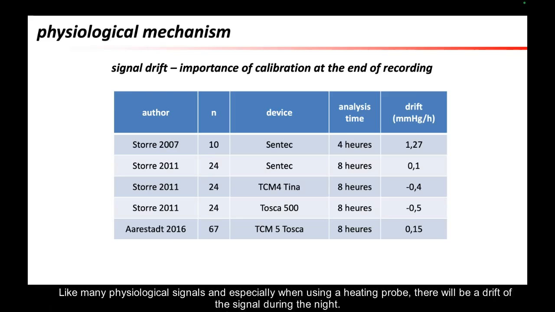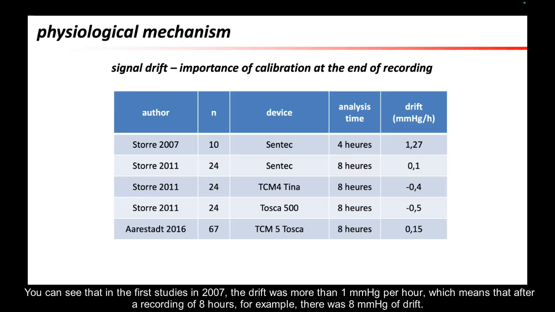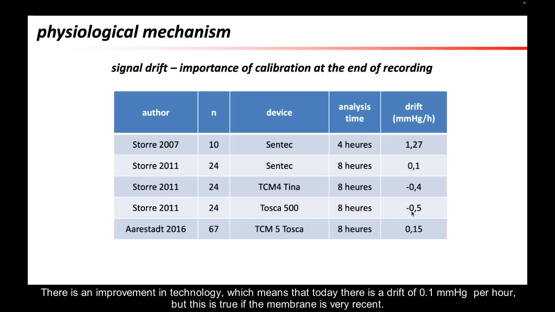Like many physiological signals, and especially when using a heating probe, there will be a drift of the signal during the night. You can see that in the first studies in 2007, the drift was more than 1 millimeter of mercury per hour, which means that after a recording of 8 hours, for example, there was 8 millimeters of mercury of drift. There is an improvement in technology, which means that today there is a drift of 0.1 millimeter of mercury per hour, but this is true if the membrane is very recent.